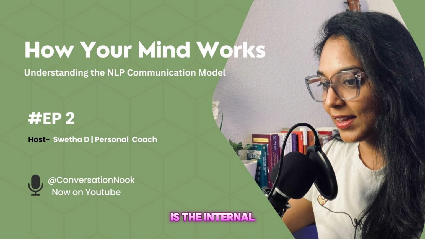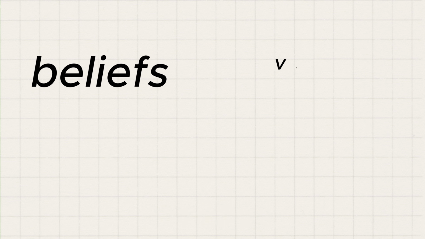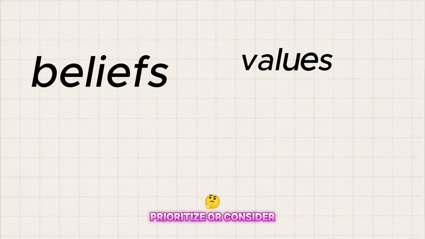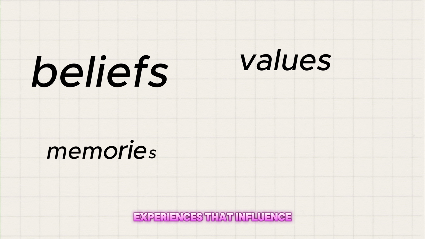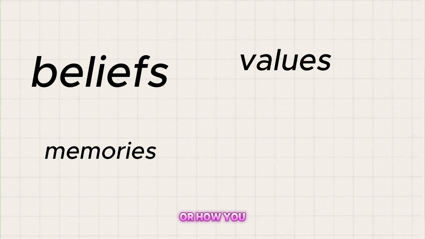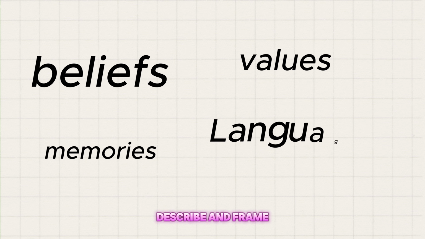Component number two is the internal filters. Your mind processes sensory inputs through mental lenses, which shapes your interpretation. These filters are things like what you hold as true about yourself and the world around you, or what you prioritize or consider most important, or your past experiences that influence your reactions, or how you describe and frame the current reality.